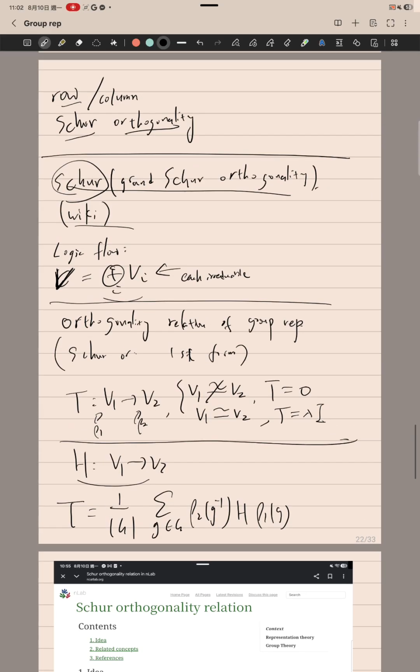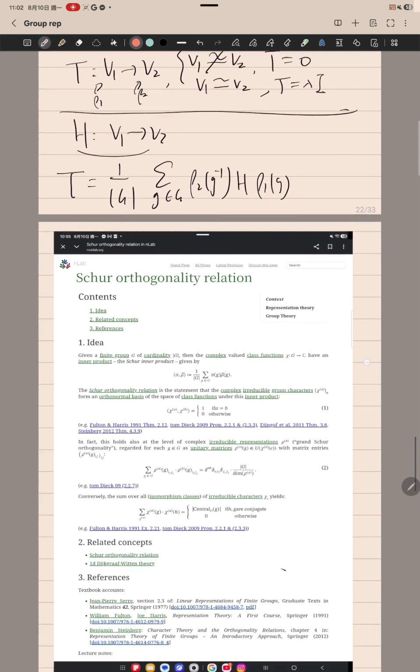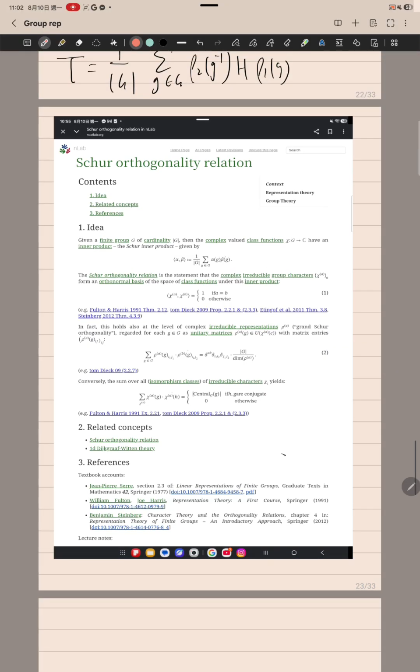So this is the lecture about group representation, and in this video and maybe the next 3 videos, we are going to talk about the so-called Schur orthogonality, and it has 3 parts. One is the grand orthogonality, and another is row and column orthogonalities. Okay, so it's very complicated. So I copied from these websites so that we will not miss anything.